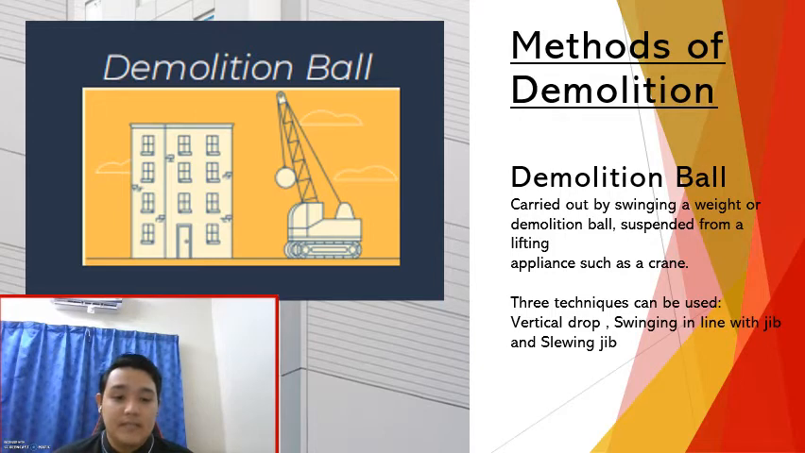Vertical drop means the demolition ball from the crane will be dropped vertically onto the building. Next, swinging in line with the jib means the demolition ball will be swung to the left and right using a convertible dragline excavator, while slewing jib means a movable hoist moves the demolition ball horizontally in low and narrow spaces. Last but not least, the demolition should proceed story by story and a clear space is required around the perimeter of the building to give the machine operating space.